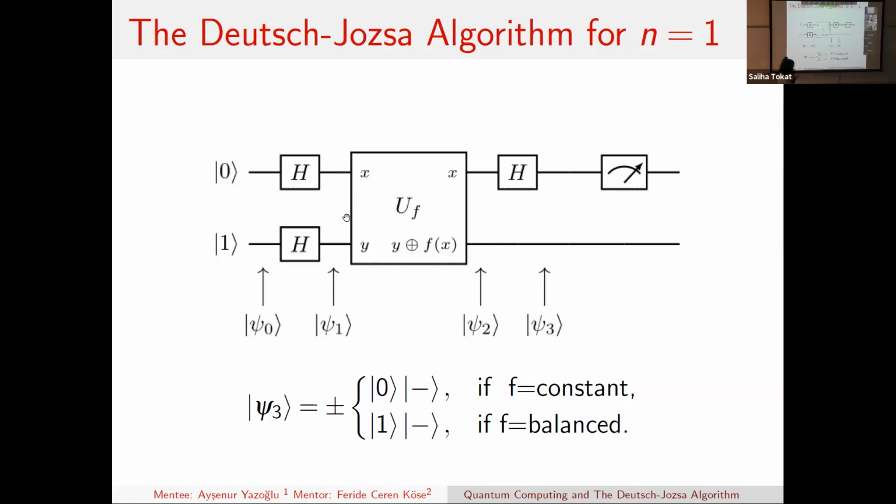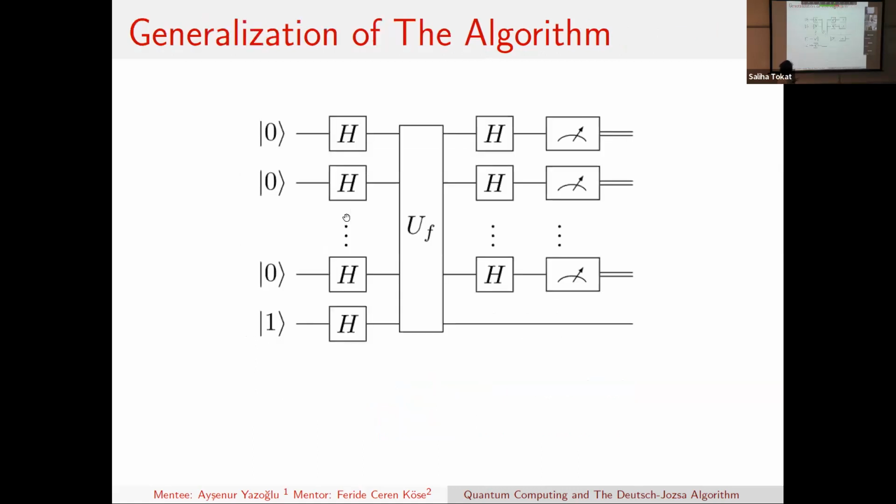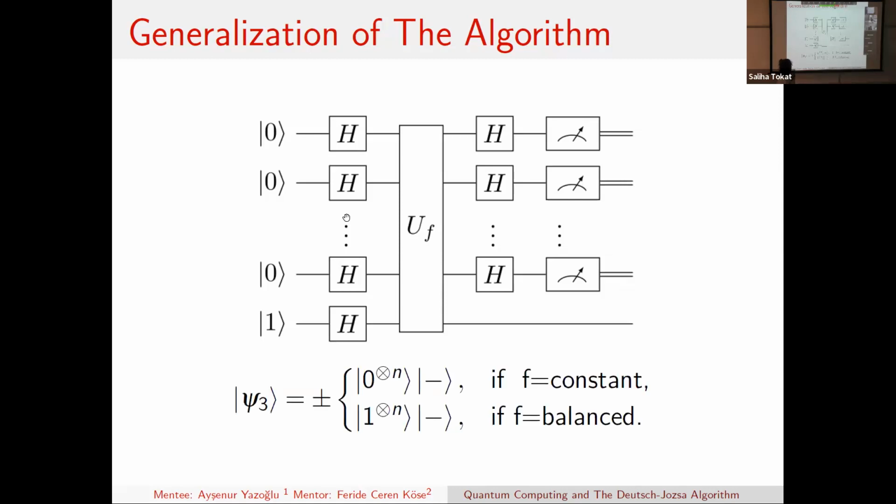And we can generalize that for any n. These are n many zero state qubits as before. So again, it's the same. If we have state 0, then we can say f is constant, and if we have state 1, then we can say f is balanced.